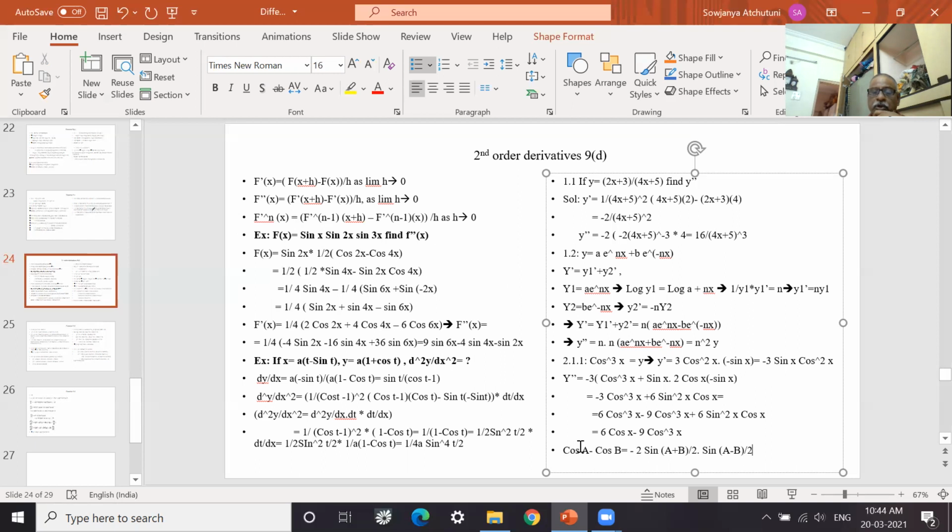So here it is cos of (A minus B) by 2 minus cos of (A plus B) by 2. So (A plus B) by 2 is 3x, so A plus B is 6x. A minus B is 2x, from which A is 2x and B is 4x. Okay, right, because minus is taken inside.